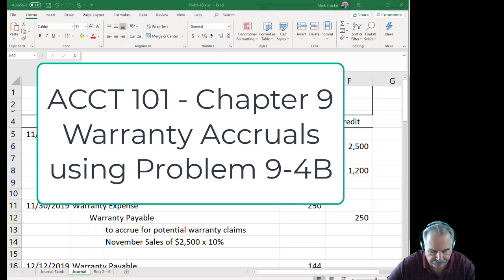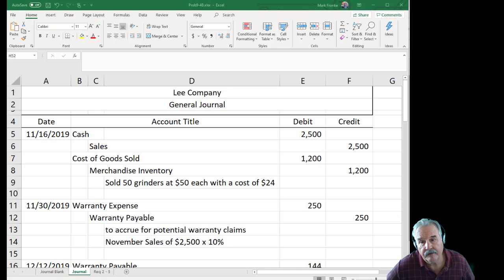Mark Franke here. This is Accounting 101, Chapter 9, and this is on warranty liabilities. This is problem 9-4B that is going to illustrate this, and this is a company that makes grinders.